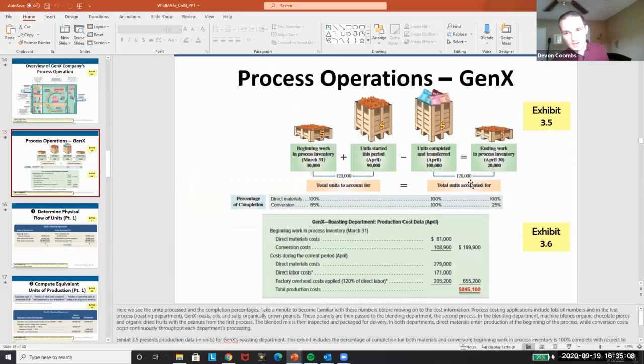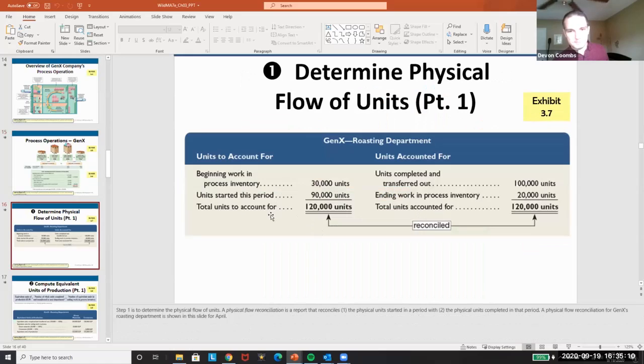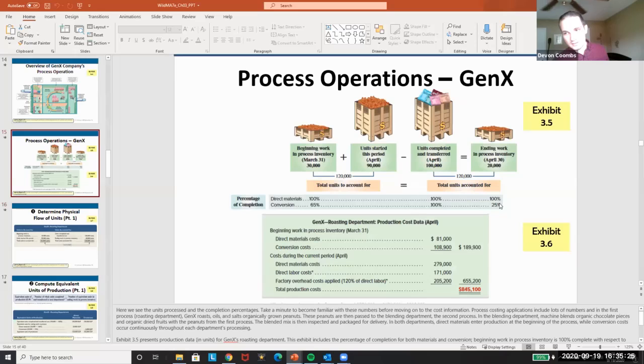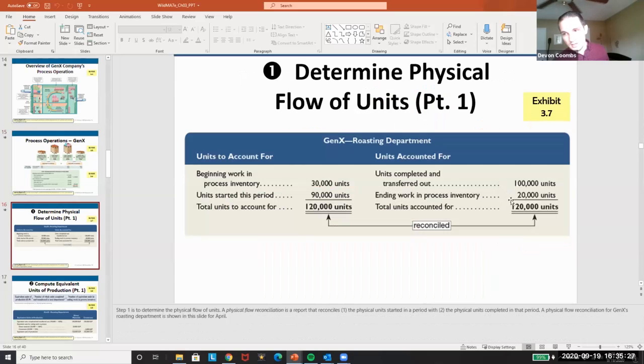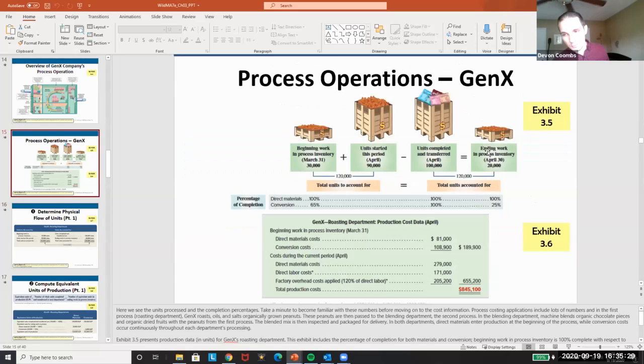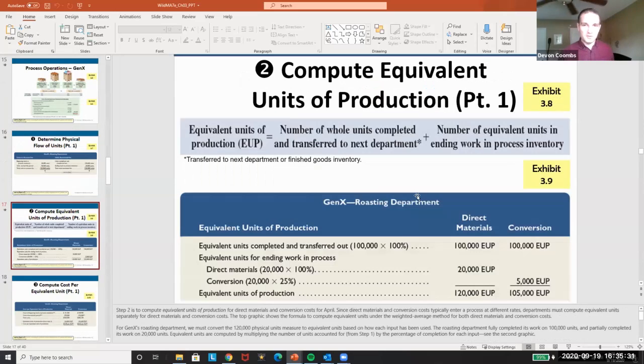Our total units accounted for equal total units to account for here. So we have this format: beginning work in process inventory plus units started in the period is equal to our total units to account for. Then total units accounted for: completed and transferred out, that's 100,000 here, and the 20,000 is the ending work in process. This is for the visual learner versus the narrative kind of learner. And now this is still our equivalent units of production.